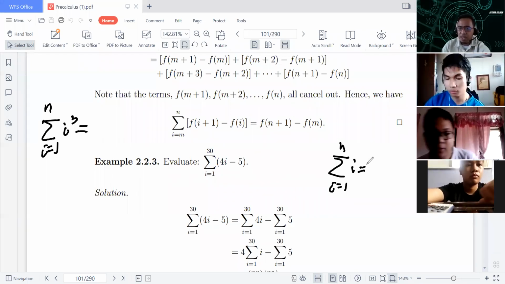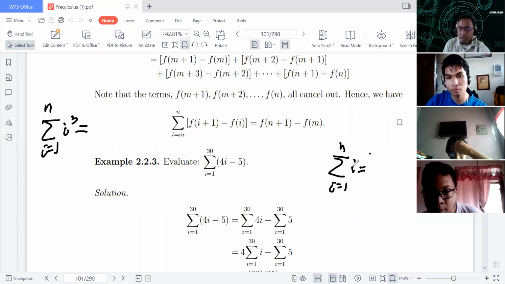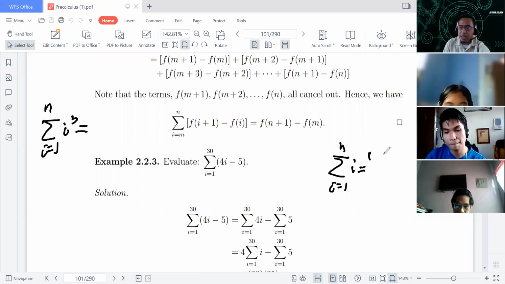Dennis, say the formula, Dennis. Go. Yes? Cn, sir. C multiplied by n. This is i, this is that constant. What is the very first formula? n times n plus 1 over 2.